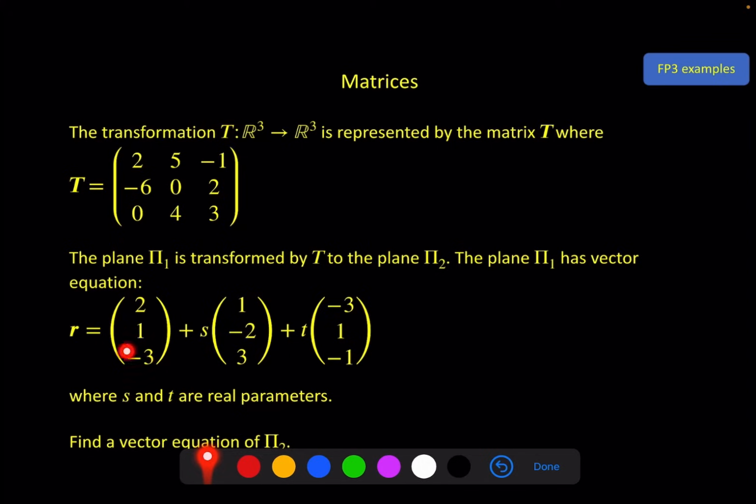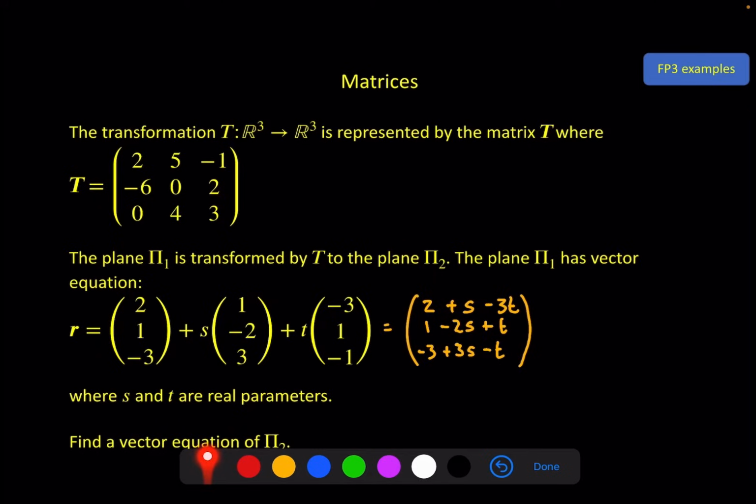We apply this matrix to this. But we can't do it as it's written here. We need to make this into a general point. And to do that, we just add these three together. So 2 plus 1 times s plus minus 3 times t. And that's the parametric form of x of the general point x, y, z. For y, we've got 1 minus 2s plus t. And the parametric form of z, minus 3 plus 3s minus t.